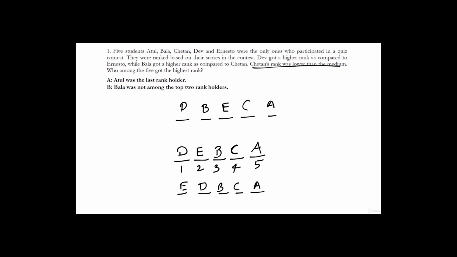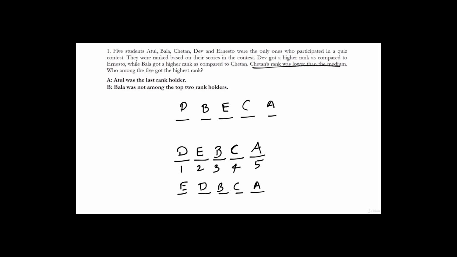Like this we have 3 different possibilities when we consider only the first statement. Which means statement 1 does not give a definite answer, so that is not sufficient to provide the answer for the question. We are getting 2 different answers, that's why statement 1 alone is not sufficient.